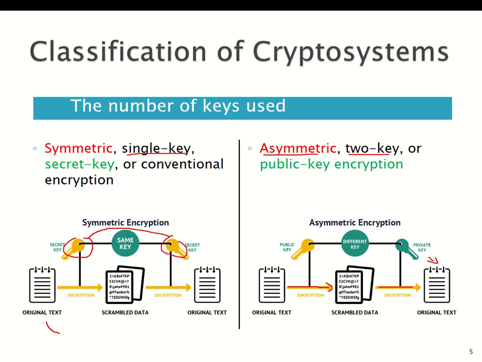So if I want to send a message to someone, I use his public key to encrypt the message, and he's the only one who can decrypt it using his private key. This is more secure than the symmetric one. So for the first type, we said it is based on the way they operate on the text, either by using substitution or using transposition, rearranging or mapping. The second type is based on the number of keys, so we have symmetric and asymmetric.